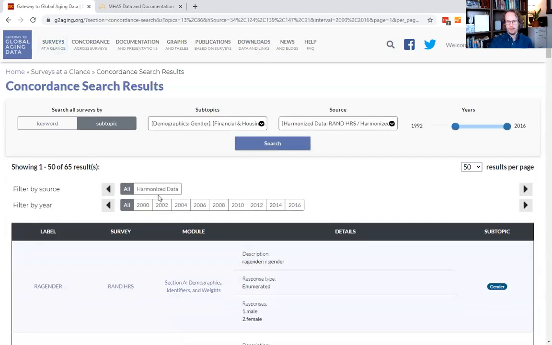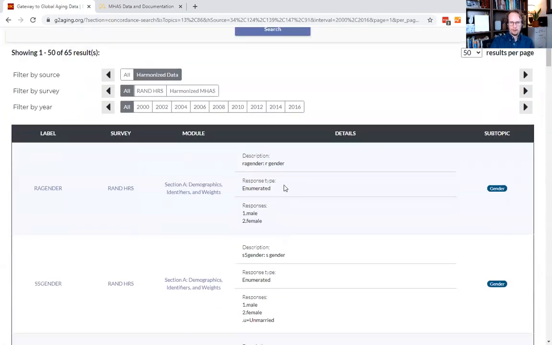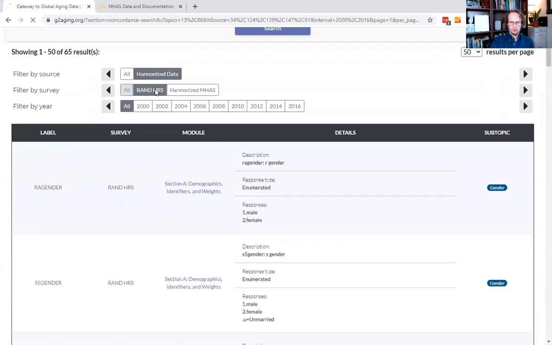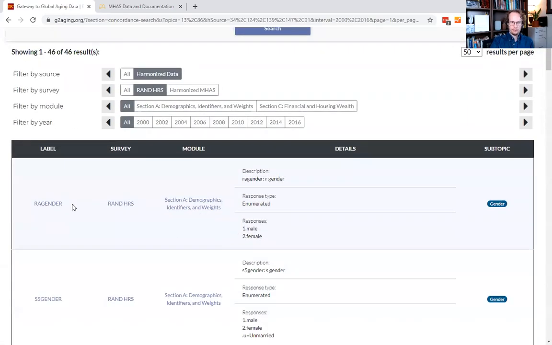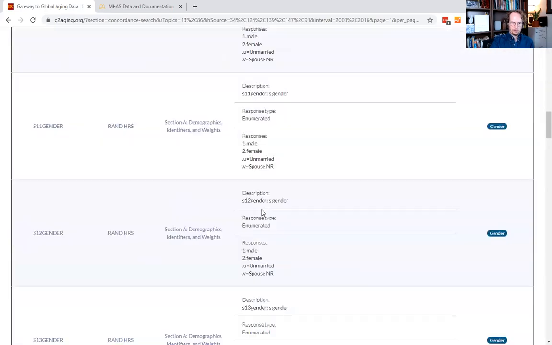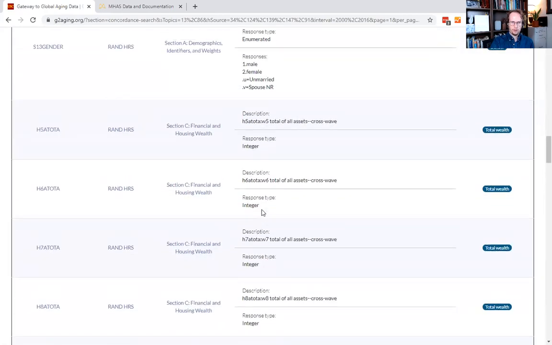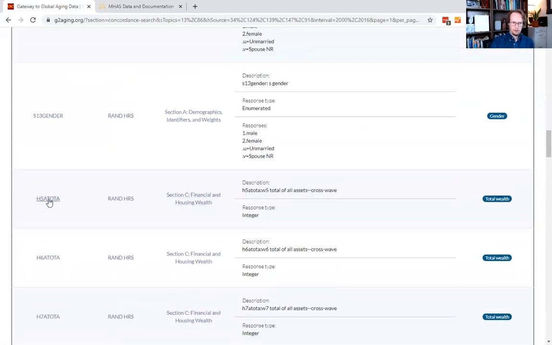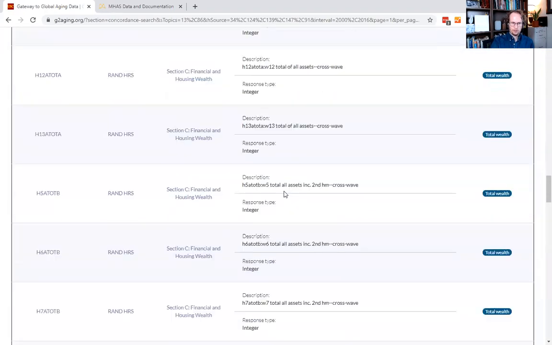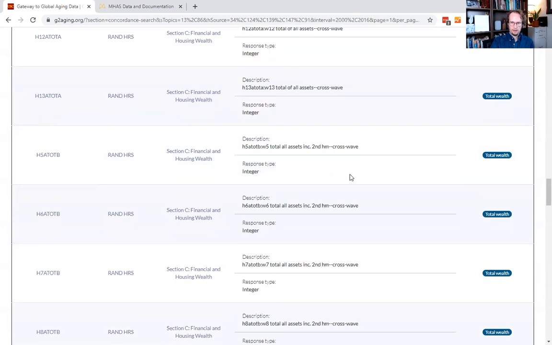And if we search for that, we can see for harmonized data, we have some results here for RAND HRS. So we have a gender variable called RAGENDER, and you can see how it's coded. You can also see once you go a little further, we have a total wealth variable across all kinds of assets. You can see some information about that. And we have a version A and a version B. Version B includes the second home.